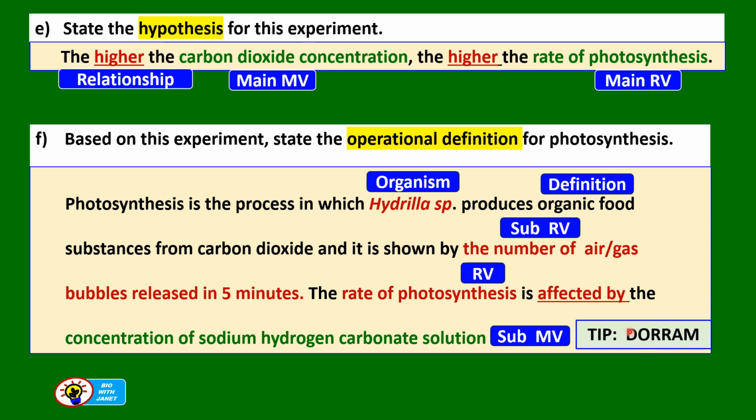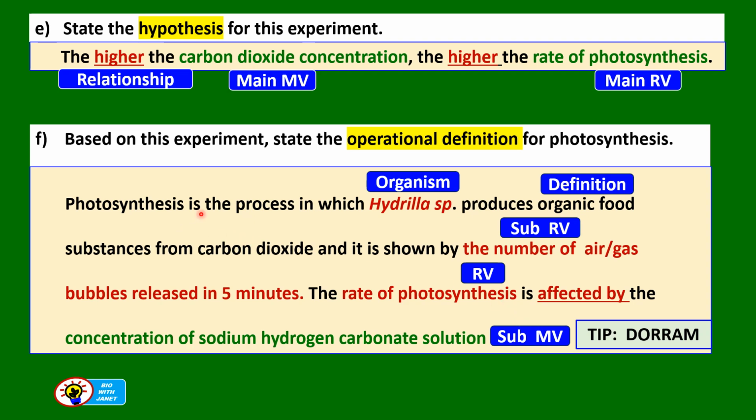And we use the tip. Now you can remember this tip. DORM. Think of the word Doraemon. DORM. So D for definition, the basic definition must be there. O for organism, any organism that's used. R is for sub RV. And then another R is for the RV, could be the main RV because that's stated here, photosynthesis. Okay, it doesn't matter. And then sub MV.